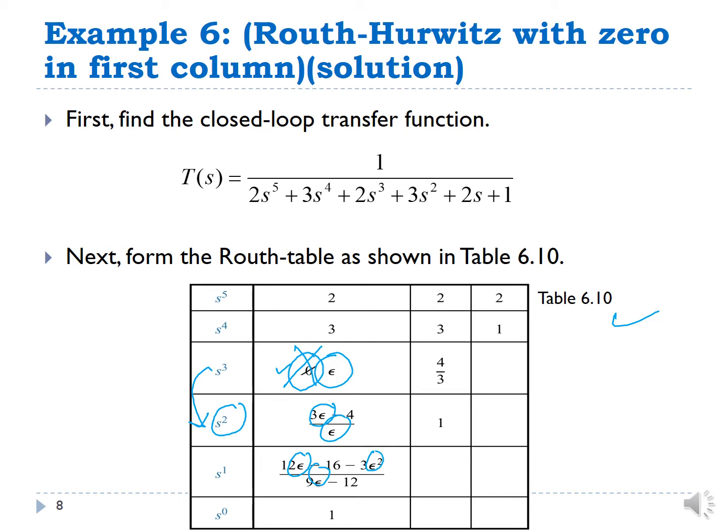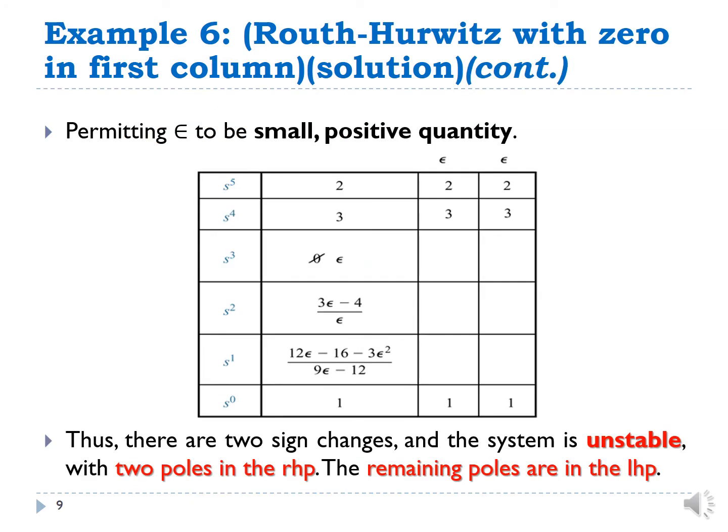Since the stability of the closed-loop system using the Routh-Hurwitz criterion is determined based on the first column of the Routh table only, our attention will be only on the first column. Therefore, the second and the third columns can just be ignored. Permitting epsilon to be a small positive quantity, let's say positive 1, replacing epsilon with plus 1 gives the term in the s power of 3 row to be plus 1, s power of 2 row to be minus 1, and s power of 1 row to be plus 2.33.